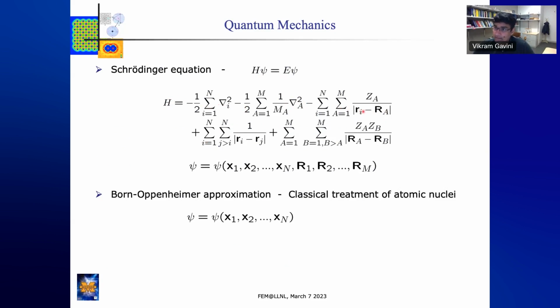This is the electrostatic interaction between an electron at position Ri and a nucleus at position capital Ra, whose atomic number is Za. And then this is the electron-electron repulsion between an ith and the jth electron. And this is the nuclear-nuclear repulsion. So if we look at the wave function, it depends on the positions of the n electrons, as well as the spins of the n electrons, as well as the positions of the m nuclei.